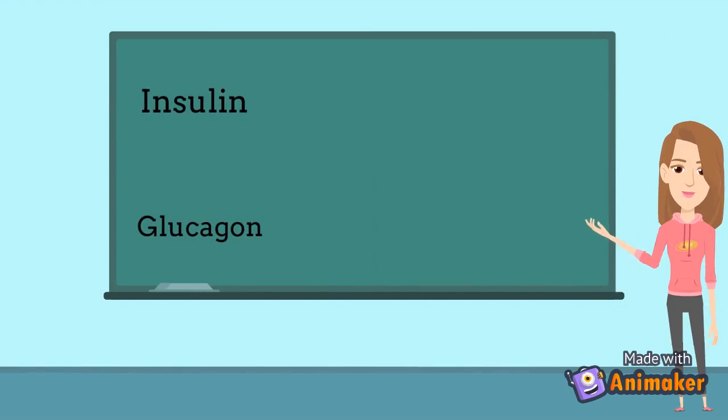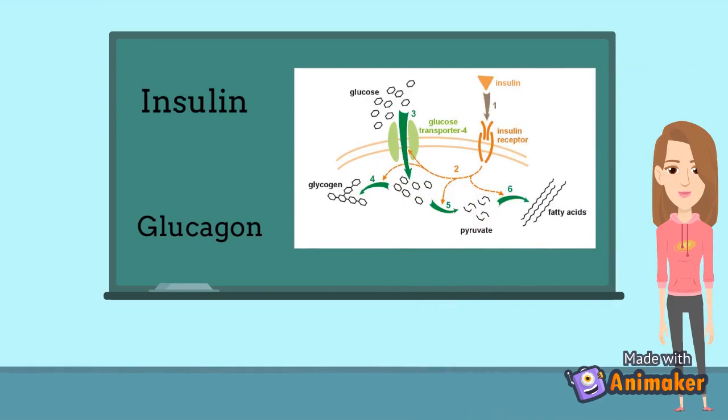Insulin is released in a postprandial state, when the blood glucose concentrations are high. Insulin works on receptors on the cell membranes, increasing their affinity for glucose and thus increasing glucose uptake by cells. It also stimulates liver and muscle cells to store glucose as glycogen. Glucagon has the opposite function of insulin, and it gets released when the blood glucose concentration is low.